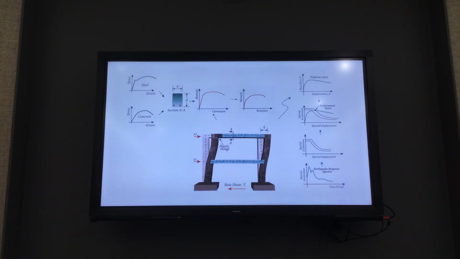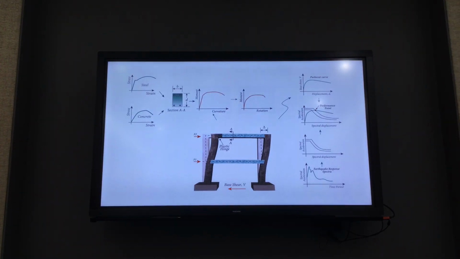Any other question? Yes. Displacement-based design, force-based design, and compared to performance-based design, whether it is the same approach or... Yeah, performance-based design is an extension of the displacement-based design. This is an extension of, I would say, the next level of displacement-based design.